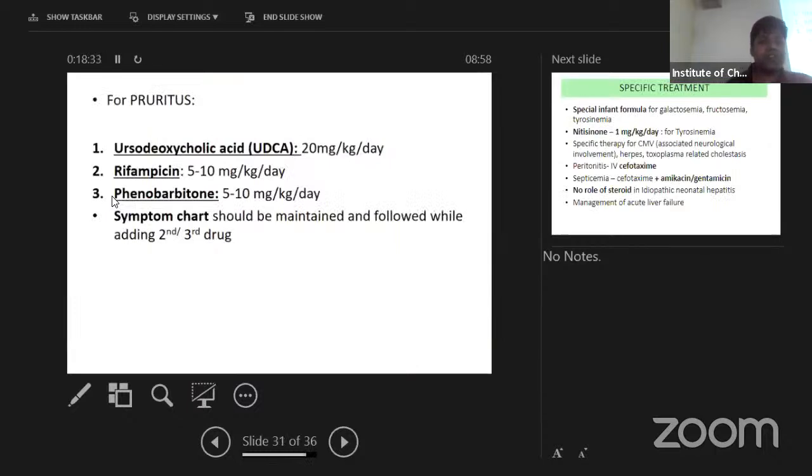For pruritus, ursodeoxycholic acid in the dose of 20 milligrams per kg per day. Rifampicin 5 to 10 milligrams per kg per day. Phenobarbital 5 to 10 milligrams per kg per day. A symptom chart should be maintained and followed while adding a second or third drug.